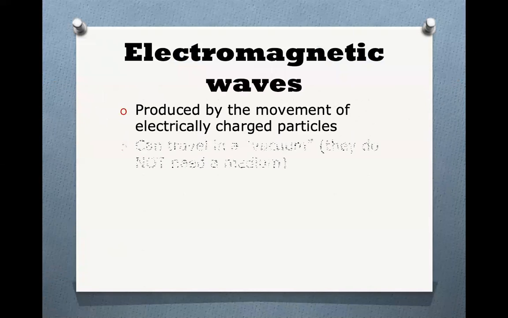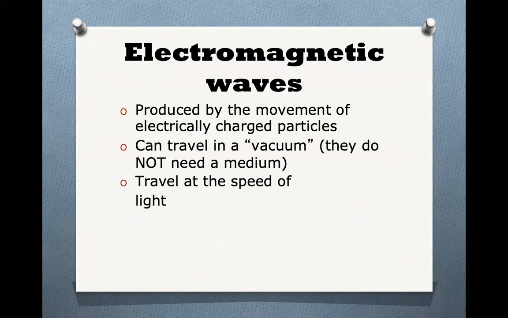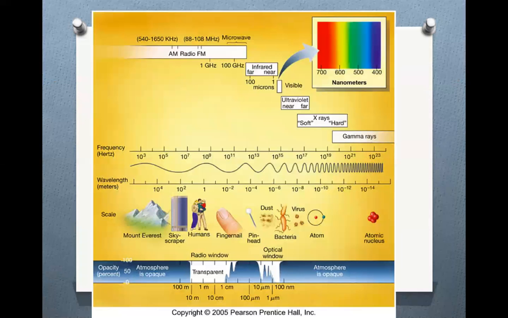Okay, next. We talk about electromagnetic waves being produced electrically by charged particles. They can travel in a vacuum because they don't need a medium to go through, and they travel at the speed of light. They're also known as electromagnetic waves. So here's a little bit more on that too.